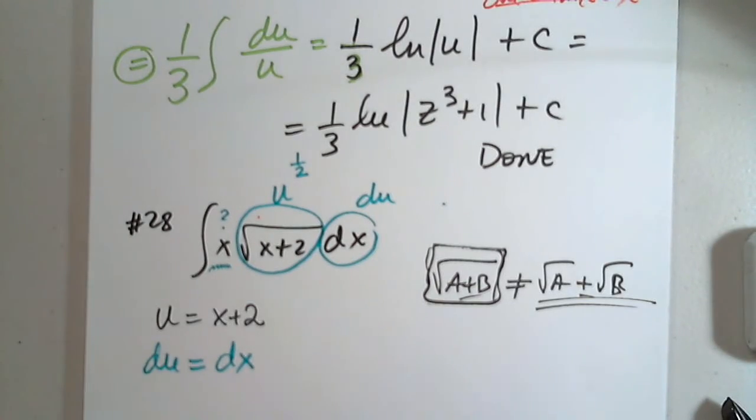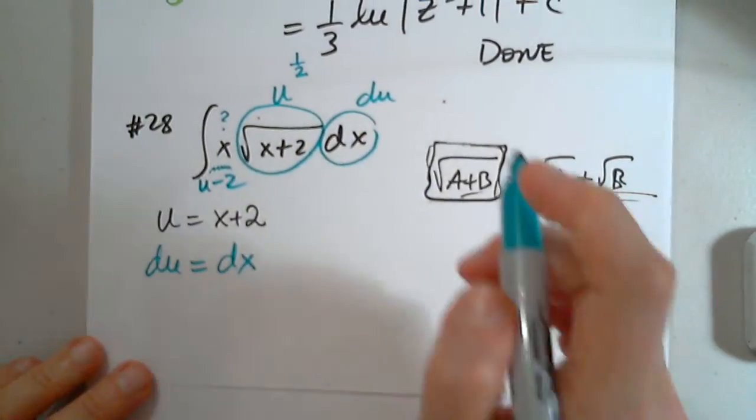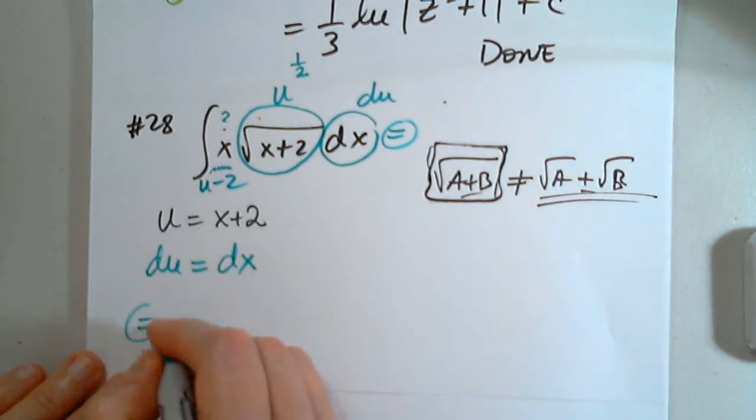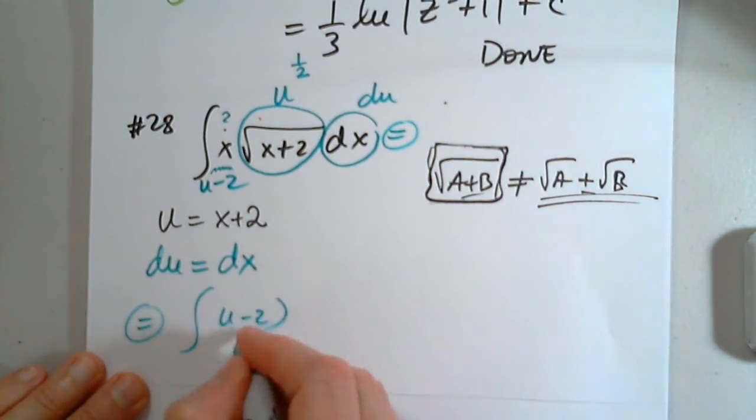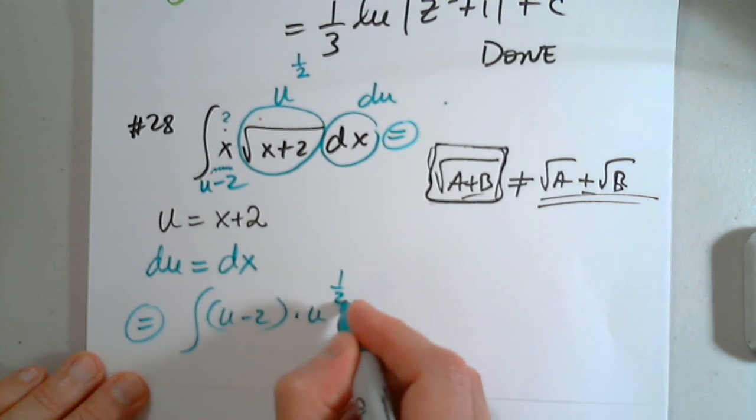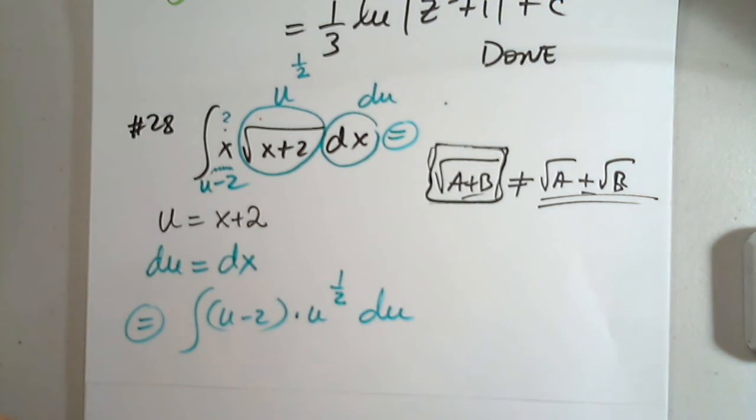x equals u minus 2. That's it. Brilliant. So then, here it is: the integral of (u minus 2) times u to the 1/2 du. And you can say, you accomplished nothing.